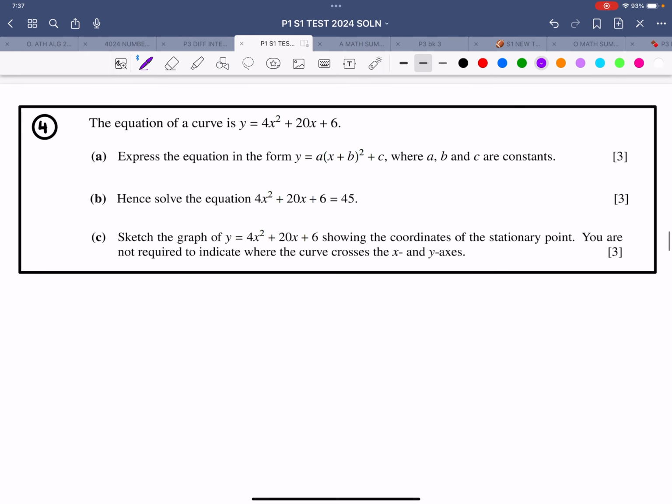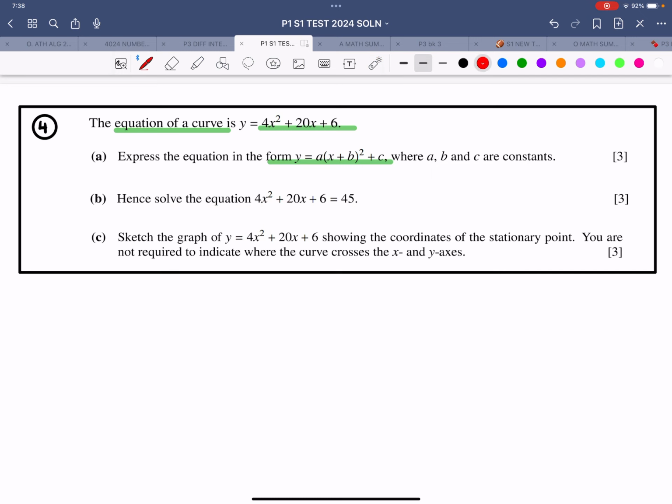Question number 4. Now it's about quadratics again. Definitely we are studying quadratics, so what else are you expecting? The equation of a curve is this. The first part, express the equation in this form. Which form is this? This is almost the completed square form. Yes, it's a completed square form, but our gold standard is a(x − h)² + k. But we just have to get in the completed square form. Hence, solve this equation based upon this.